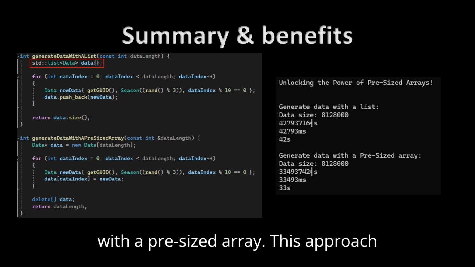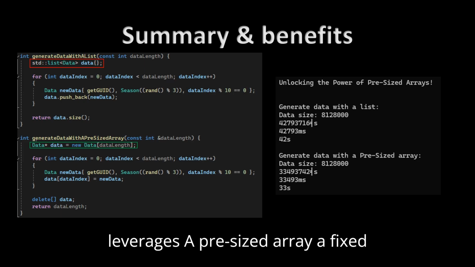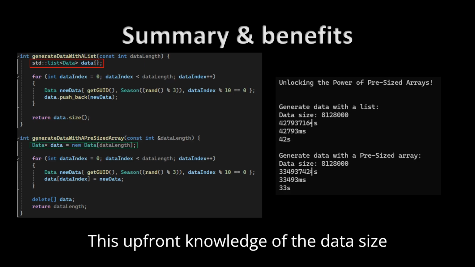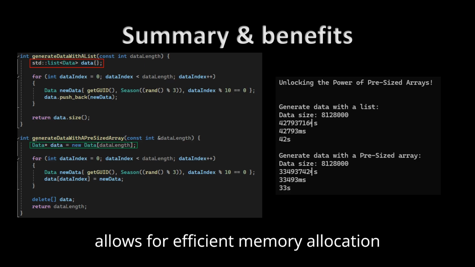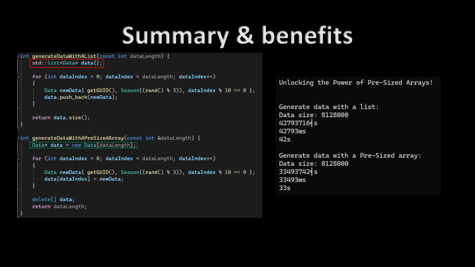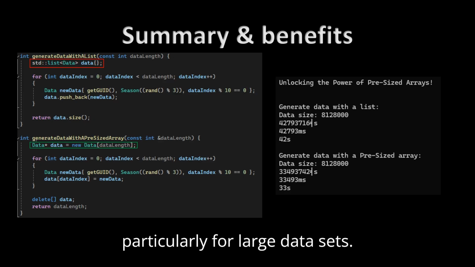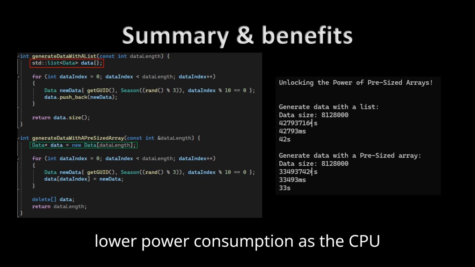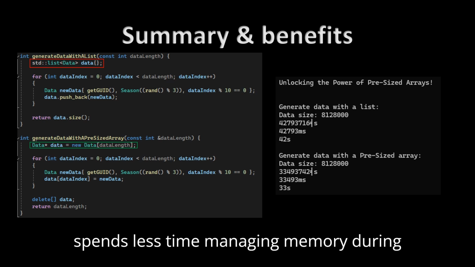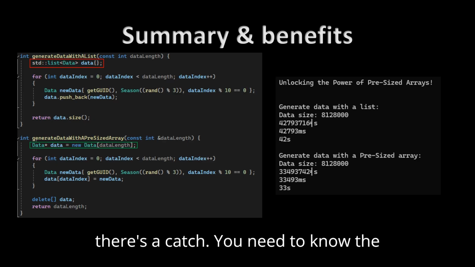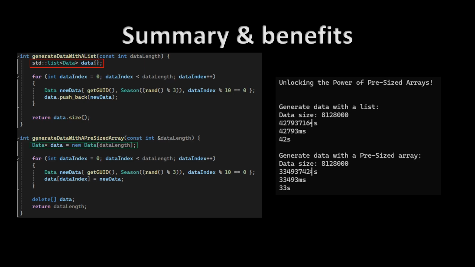Generate data with a pre-sized array. This approach leverages a pre-sized array, a fixed-size structure defined up front. This upfront knowledge of the data size allows for efficient memory allocation and direct element access by index. The result can be a significant performance boost of around 25% compared to dynamic lists, particularly for large datasets. This efficiency can also translate to lower power consumption as the CPU spends less time managing memory during data generation. However, there's a catch. You need to know the exact data size beforehand.